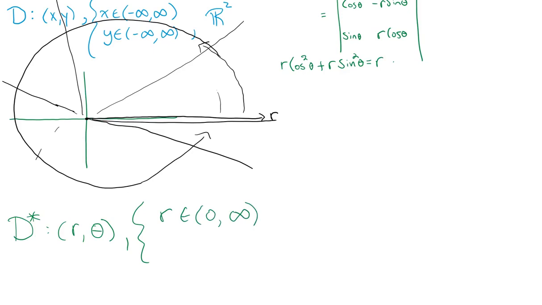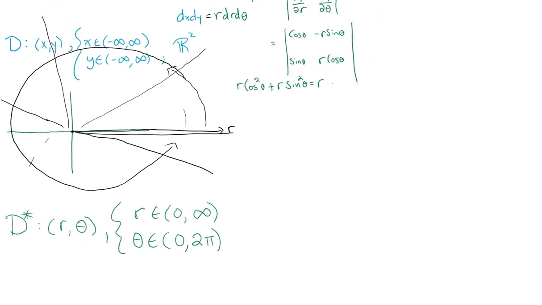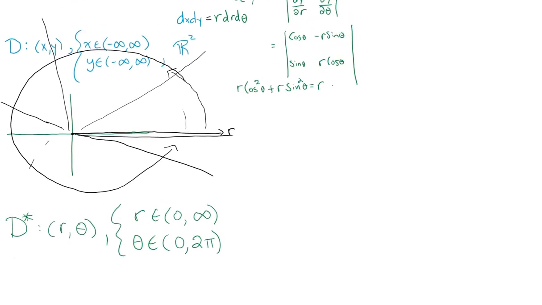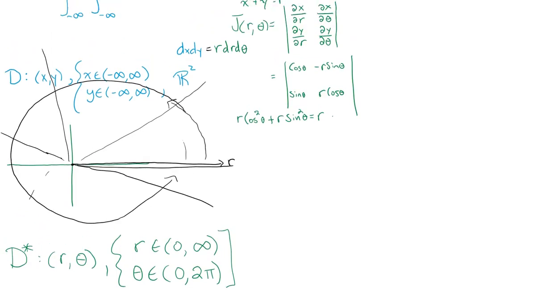It doesn't need to be negative infinity to infinity, because we're going to sweep it, and theta will be an element of 0 to 2 pi, because there are 2 pi radians in a complete circle. 2 pi radians is equal to 360 degrees. So now that we have our new bounds, and I've written them right here, we can set up our integral in polar coordinates.